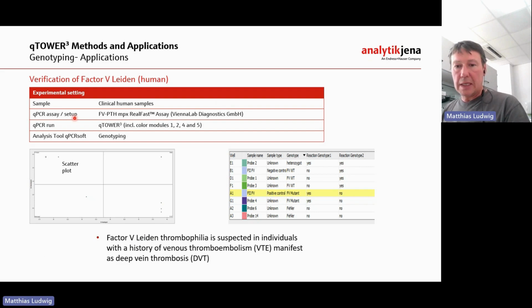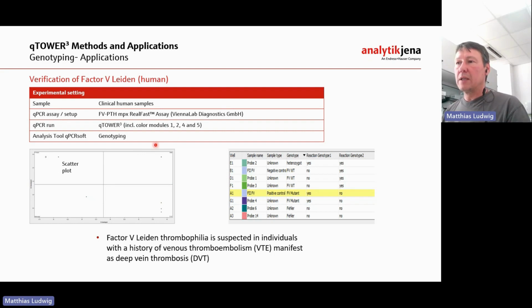This is a commercial assay. It's not in-house. It's a commercial assay from the company Vienna Lab from Austria. And in the software, it's possible to get such a scatter plot, for example for factor 5 mutant and factor 5 wild type, and then you can see directly which sample is homozygous for wild type or mutant, or which sample is heterozygote, having both types, and which sample has no CT values, no targets, or any issue.